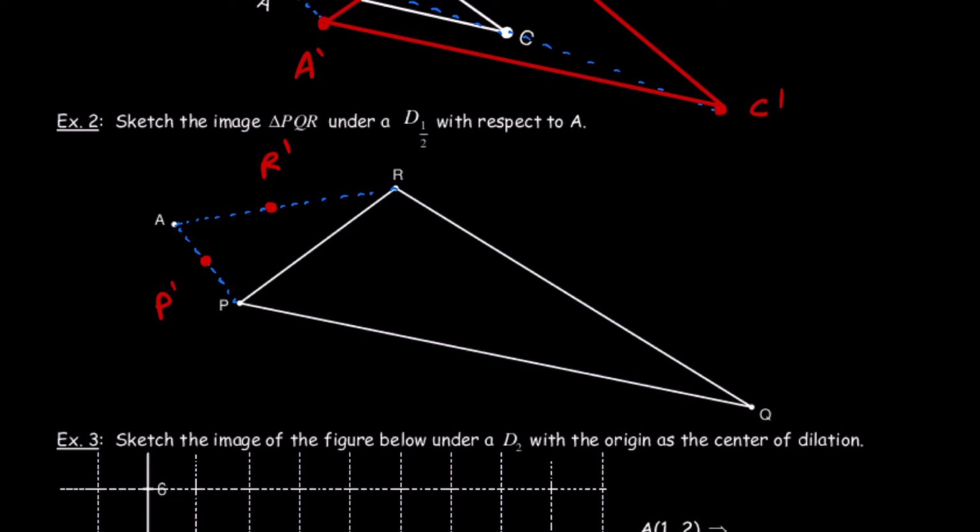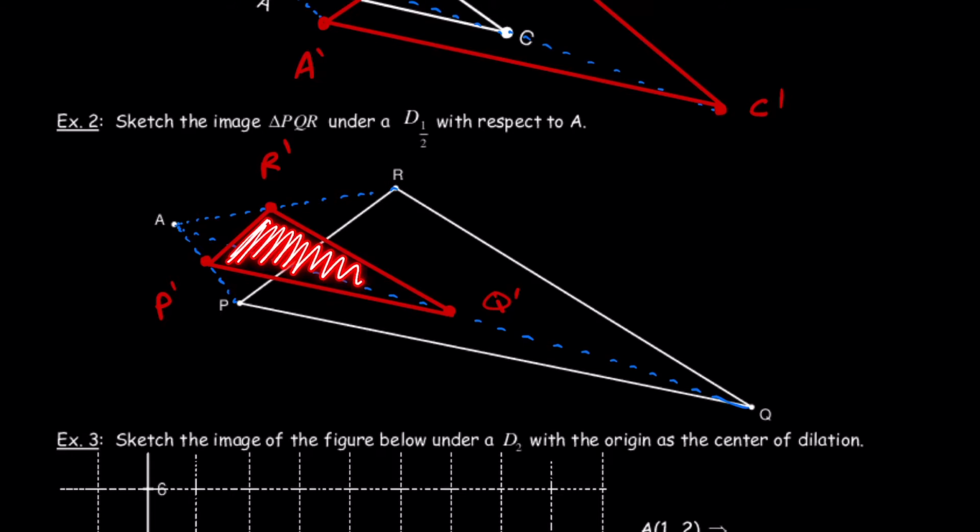And now do the same thing from A to Q. It's a little bit further away. And let's estimate halfway there. That would be Q prime. And then the last thing we do is just sketch in that triangle. Now you notice this new triangle formed is half the size of the original. So this side, P prime R prime, should be half the length of side PR.